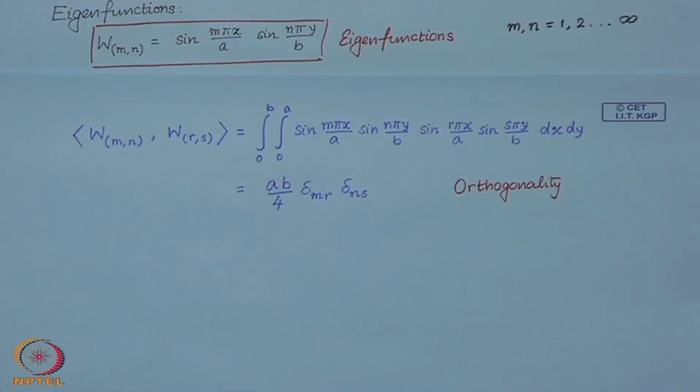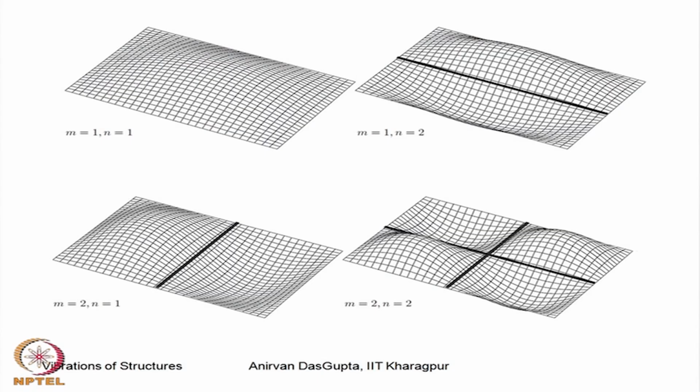Now, before we move on, let us have a look at some of these eigenfunctions. So, here I have plotted 4. This is the fundamental, which is with m equal to 1 and n equal to 1. So, there are no nodal curves in this mode. Here this is m equals 1 and n equals 2. So, there are 2 lobes here.